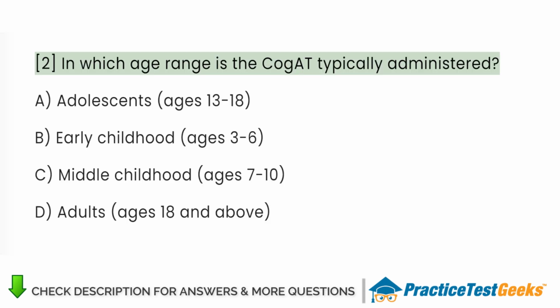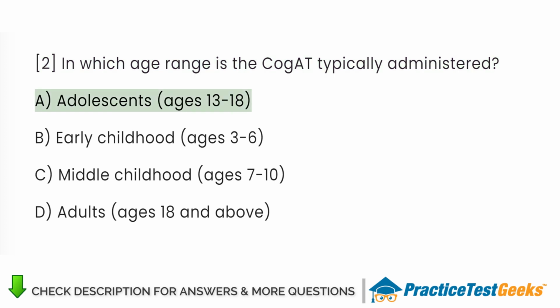In which age range is the CogAT typically administered? A. Adolescence, ages 13 to 18. B. Early childhood, ages 3 to 6. C. Middle childhood, ages 7 to 10. D. Adults, ages 18 and above.